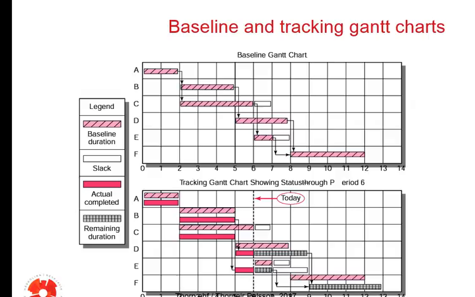But this also shows us the slack that is needed and the remaining duration, and it also shows us the connections between activities. Like, when can we start this one? It hasn't yet, and so on. How are they connected, etc.